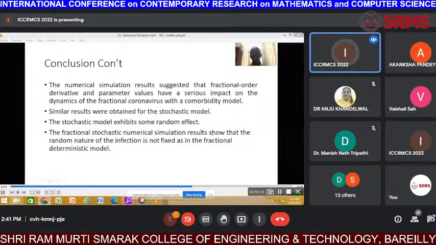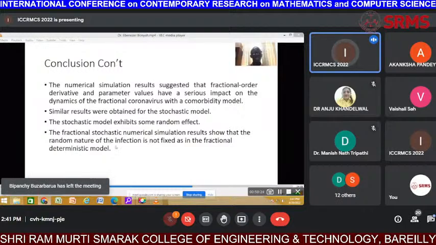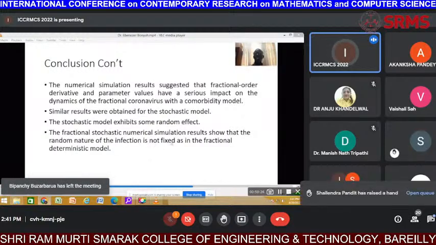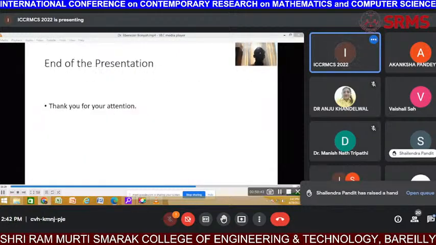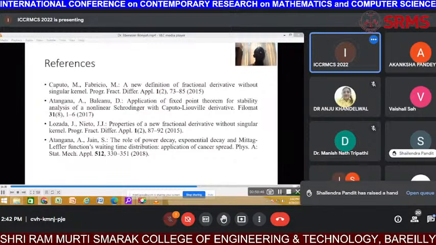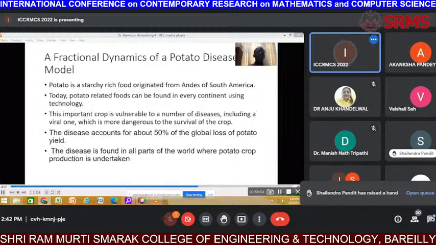The fractional stochastic numerics really show that the random nature of the infection is not fixed. This can help our medical practitioners to take the right decisions when making policies regarding the disease. This is very important, very important as researchers. So that ends the first part of my presentation. These are some of the references that were considered for this part.